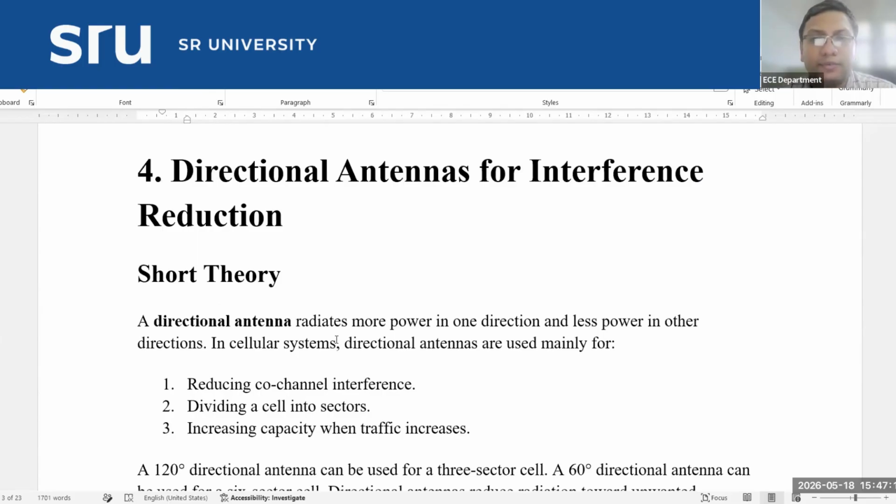But we have the idea that the omnidirectional radiation pattern is not useful if the concern is interference, because the omnidirectional radiation covers the area infinitely, the coverage is infinite around the antenna.